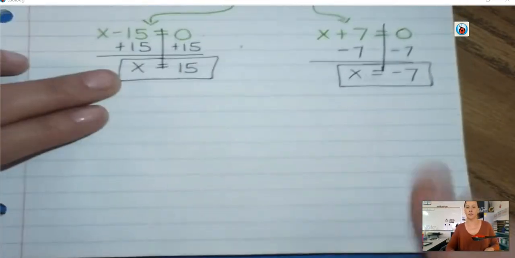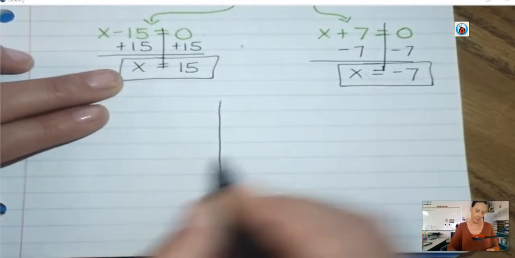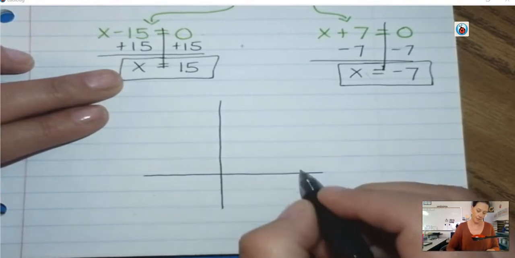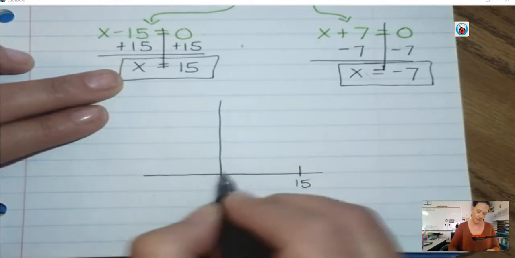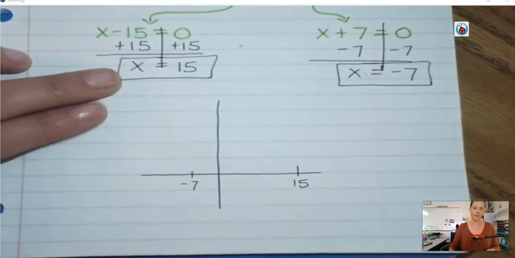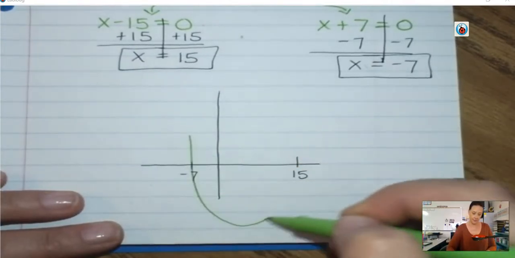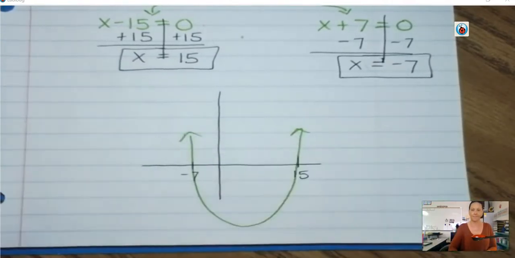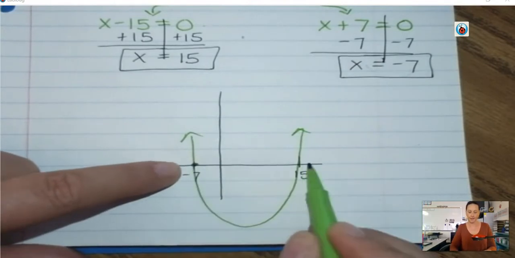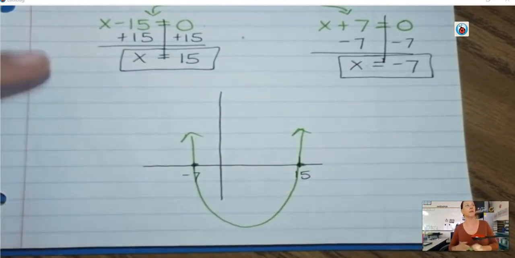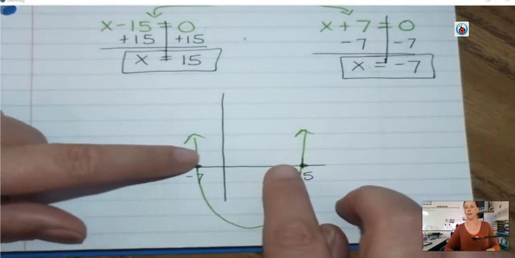Those are the x-intercepts. If you were to graph this and look at the graph, like let's say here would be 15, maybe here would be negative 7. This quadratic, and I'm just guessing, is going to be something like that. So it's going to hit at negative 7 and it's going to hit at 15. So that's what finding the zeros just means. That's where it's going to hit on the x-axis.